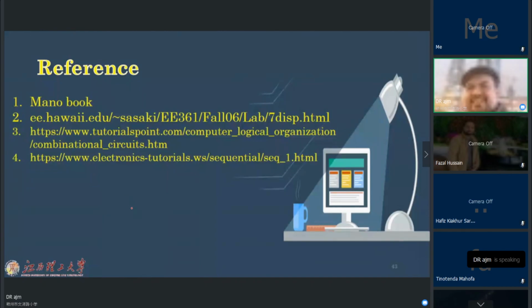Just what I want as the summary of today is: what is an SR latch, which construction it has, what is a D flip flop, what is the construction of that, what is the truth table.